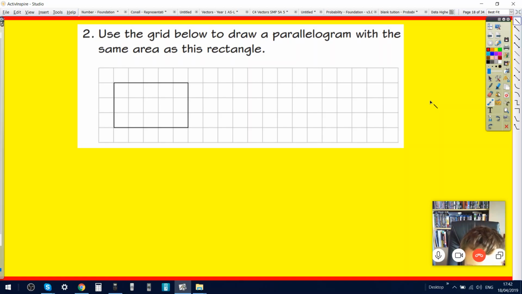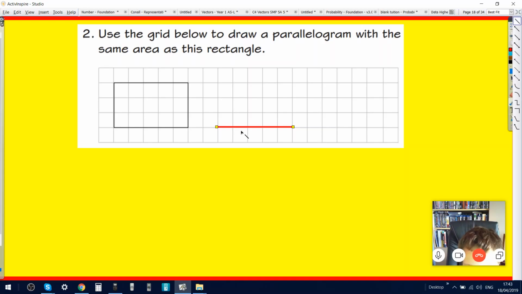So how do you get the area for a parallelogram? So you do base times height. And 5 times 3 is 15. So the base would need to be 5 centimeters long, and the height would need to be 3 centimeters high.